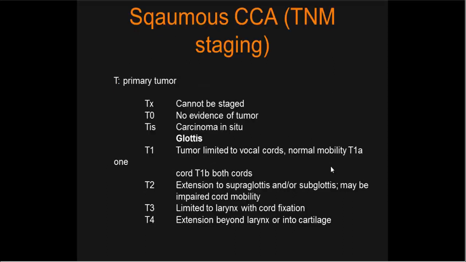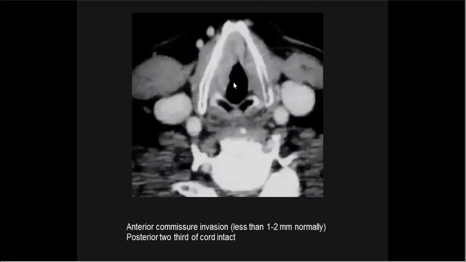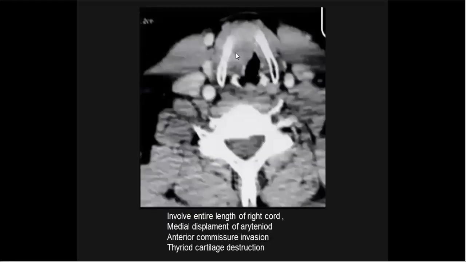Secondly, we take squamous cell carcinoma and TNM staging of the true vocal cord. This is anterior commissure invasion; normally it is less than 1 to 2 mm, with the posterior two-thirds of the cord intact. This is vocal cord thickening by tumor, with invasion of the anterior commissure. This involves the entire right vocal cord, with medial displacement of the arytenoid, anterior commissure invasion, and thyroid cartilage destruction.